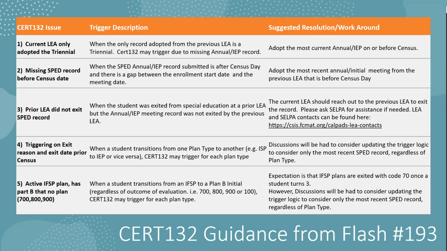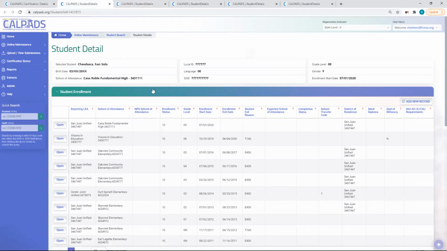So let's demonstrate a couple of these different scenarios. Okay, so this student is triggering a CERT 132, and we're not going to walk through the steps of how to look at the error list. We've already done all that, right? We know we're looking at the enrollment record, and we can see that the student is enrolled at San Juan Unified.